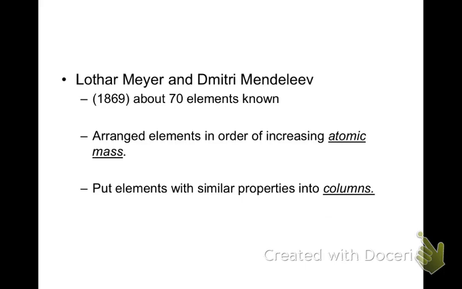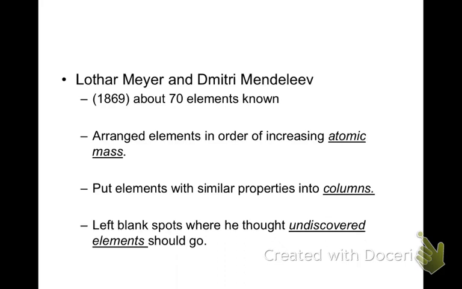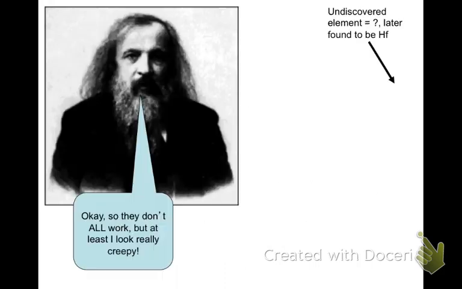An interesting twist is that they put elements with similar properties into columns, and brilliantly, if something didn't fit in a column, instead of forcing it there, kind of like John Newlands did and seeing that it didn't work, they left blank spots, instead proposing that just because there wasn't an element there yet, there would be, it just wasn't discovered yet. Pretty brave and pretty interesting.